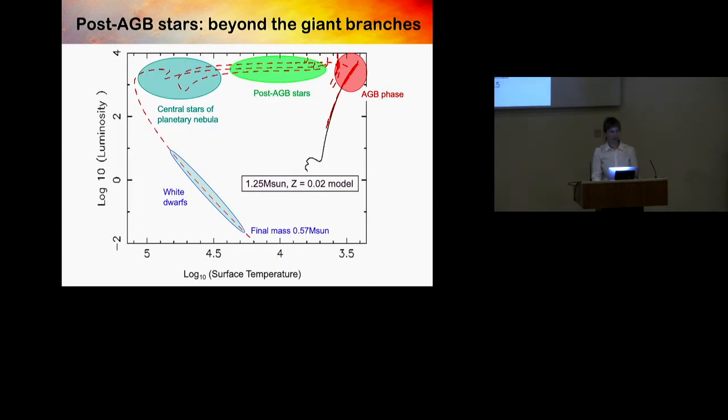I mentioned post-AGB stars. Maybe I should have shown this earlier. What I'm showing you here is, again, an evolutionary track. We have an HR diagram, surface temperature versus luminosity, brightness. We have a 1.25 solar mass star. I've highlighted where it would be seen on the AGB, again a very bright, Mira-like star. It loses most of its mass, and then it moves toward the left of the diagram.